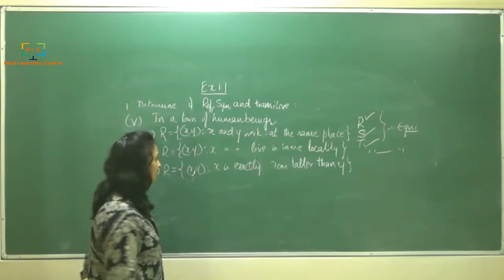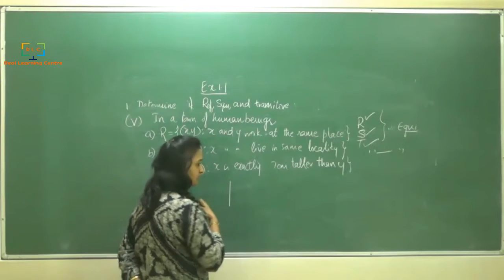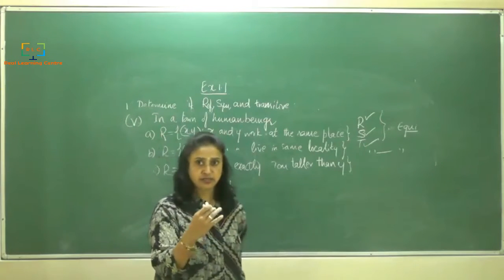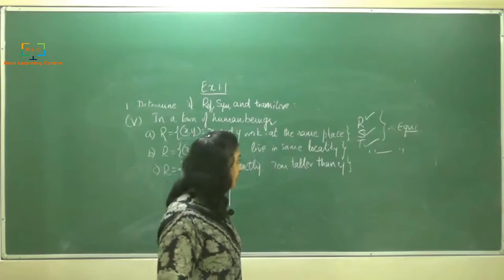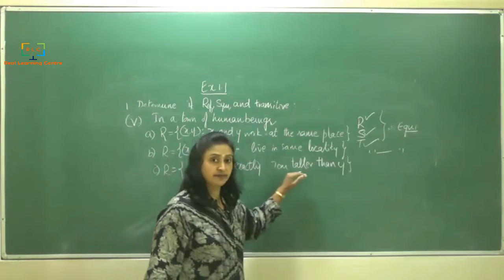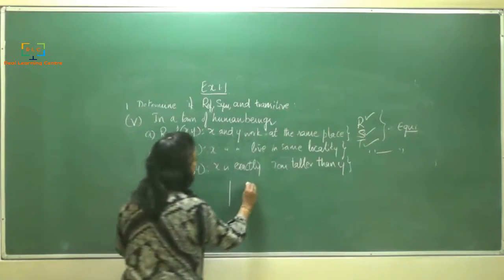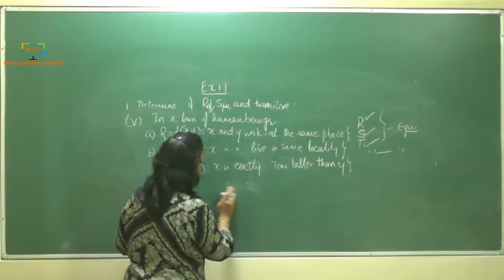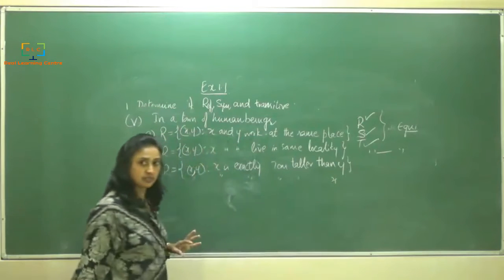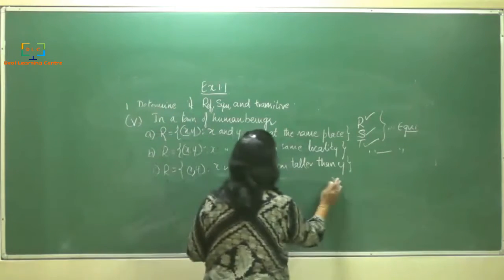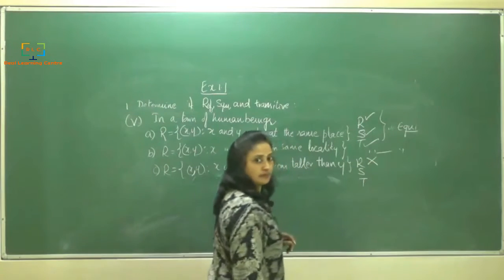Please understand. See, myself, I'm 5 feet. I cannot be more than 5 feet or less than 5 feet. I'm 5 feet only. So I cannot say I am 7 centimeter taller than myself. It's not possible. So X is exactly 7 centimeter taller than X is false. So we write it is not reflexive.